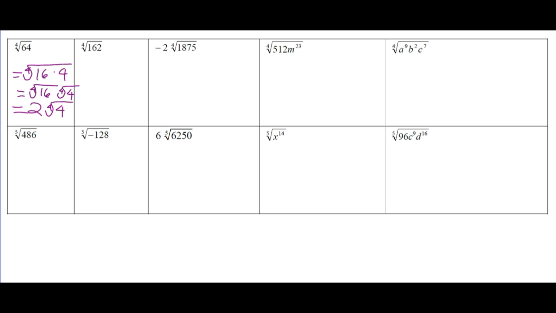Okay, 162. Got to be 81, right? So this is the 4th root of 81 times 2, which is the 4th root of 81 times the 4th root of 2, which is 3 times the 4th root of 2. Okay, now if you look at 162 and go straight to 3 times the 4th root of 2, I'm pretty sure we're not going to say determine.